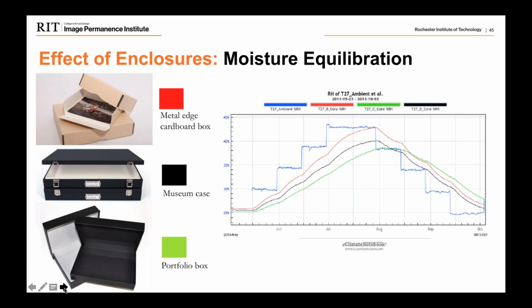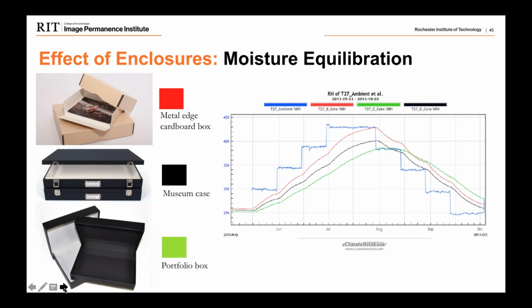And here, if the blue represents changes to the environment as a whole, so the room or the space, if you saw this kind of increase in relative humidity, would it make a difference? And you can see that in all of these cases, by the time they reach that full peak in relative humidity, it's delayed by almost a month from when the room itself felt those conditions. So it is delayed. And additionally, you can see that, for example, the portfolio box never got up to that full extent. So all of that is good news in terms of the effect enclosures can have in helping to address some of our concerns about relative humidity fluctuations.